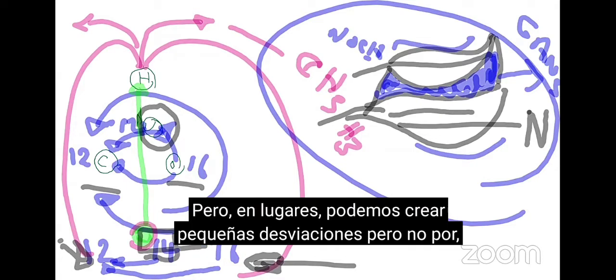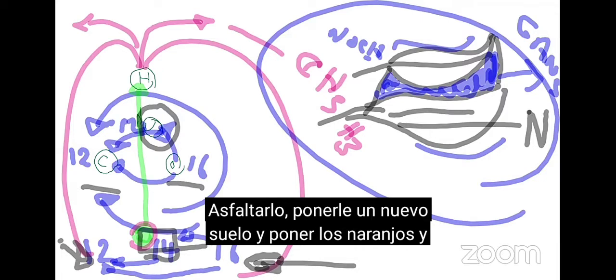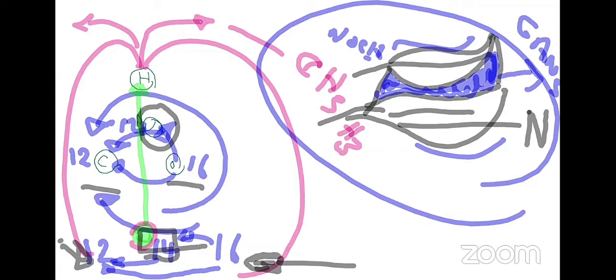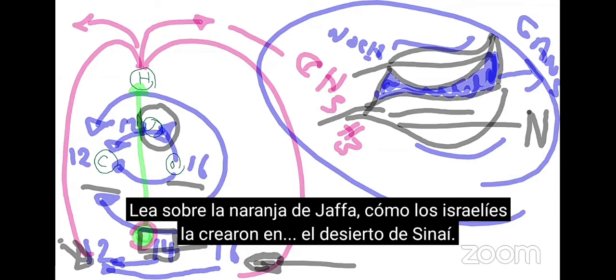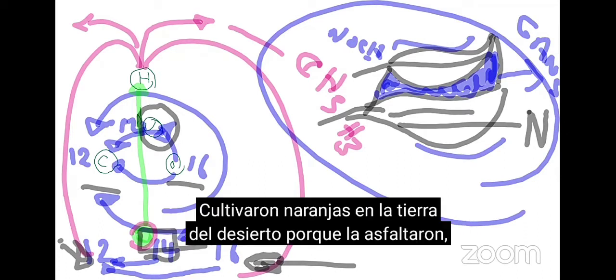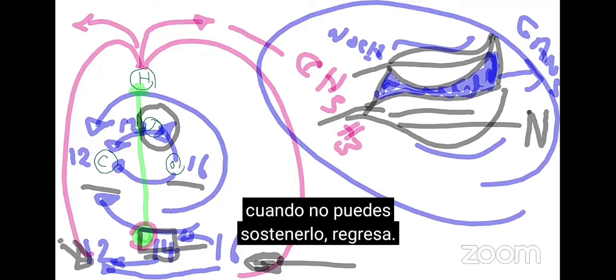But in places we can create small deviations, but not like what the Israelis did with the Sinai Desert. Tarmac it, put new soil on it, and put orange trees, and when you cannot control it, the whole thing goes collapsing. Read about the Jaffa orange, how the Israelis created it in the Sinai Desert after the Six-Day War when they took the Sinai Desert. They grew oranges on desert land because they tarmacked it, put new soil, and then put plants. But when you cannot sustain it, then it goes back.